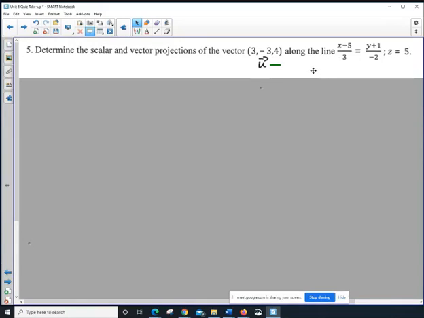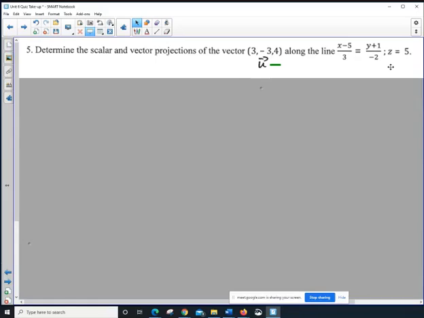What do we normally project a vector onto? What do we have a formula for? We project a vector onto what kind of object? Can anybody tell me what I project a vector onto? Another vector, okay? So essentially, in order to use that machinery that we established with respect to projections, I'm going to have to find a vector that represents the direction of the line.